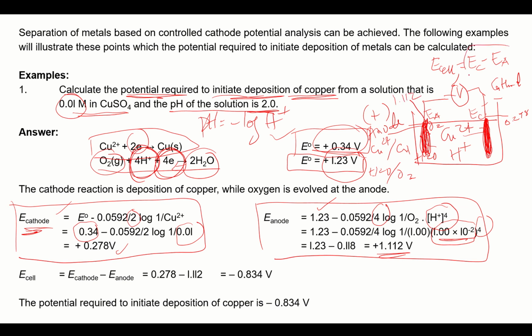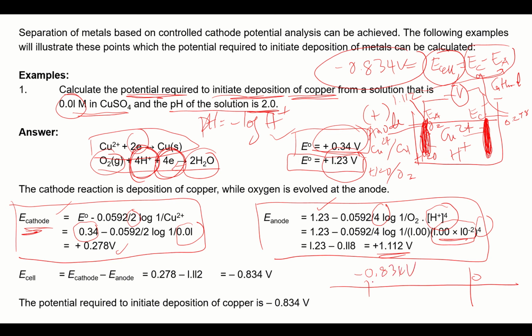Then you put the values in this formula. You will get E cell equal to negative 0.834 volt. This is the potential at which copper will start to reduce. Copper 2 plus will start to reduce. So you should apply negative 0.834 volt in order to start the reduction to copper.